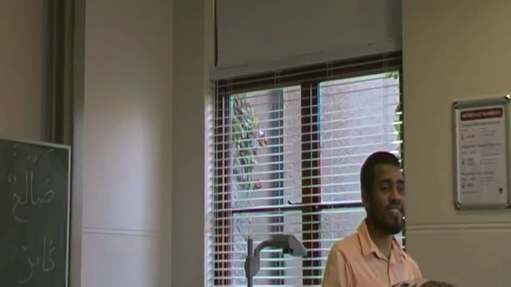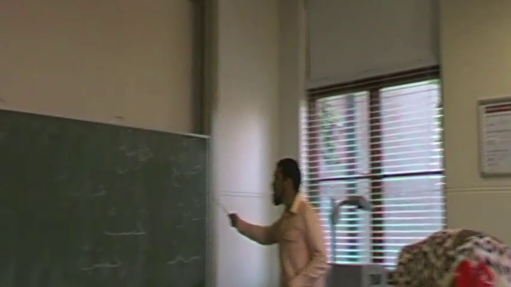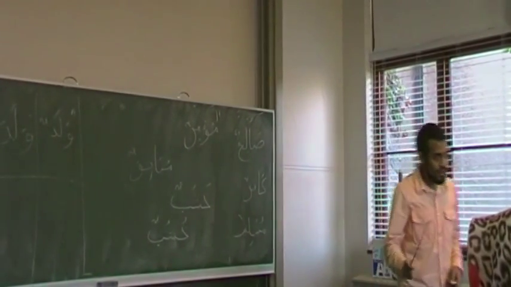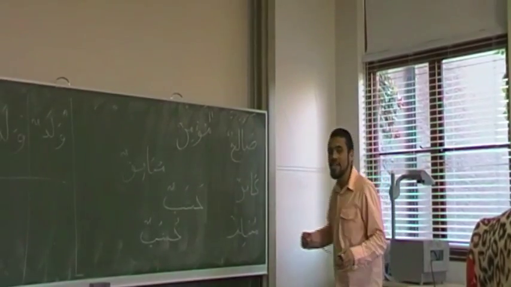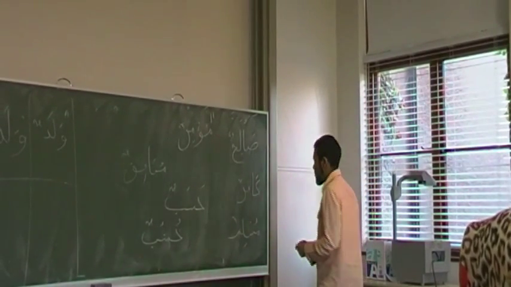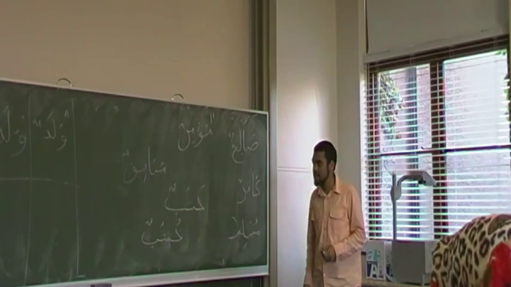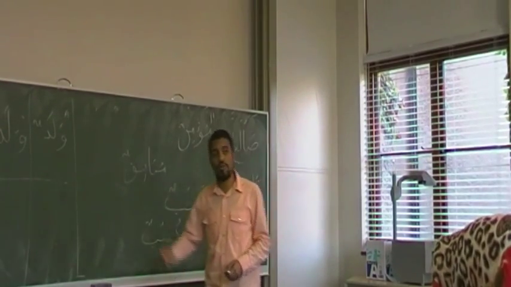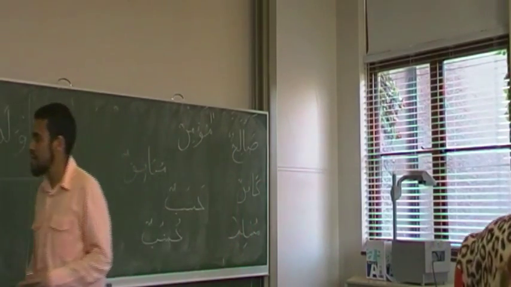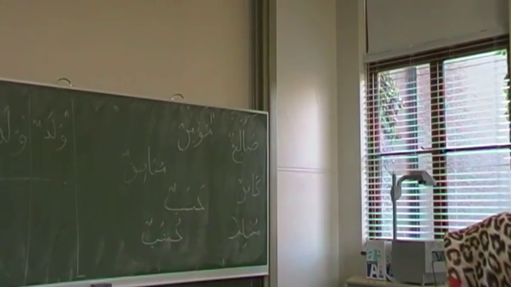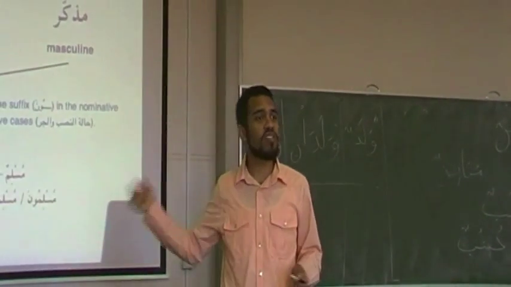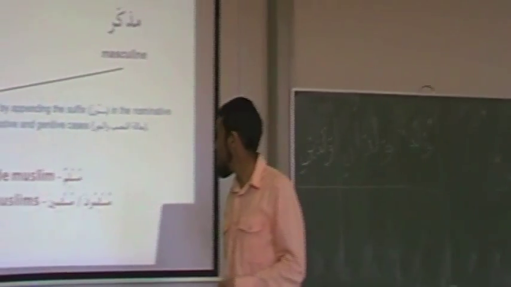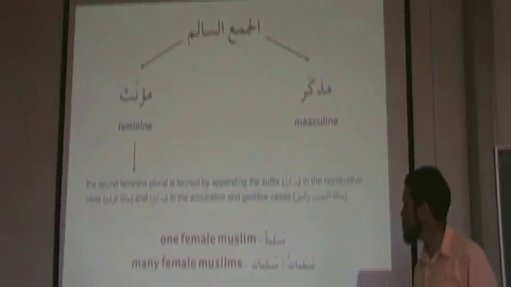The other possibility, recognizing that it's also a sound masculine plural, is when it's in. So salihun, salihina. Kafirun, kafirina. Muslimun, muslimina. Mu'minun, mu'minina. Munafiqun, munafiqina. So both the una and the ina are part of the sound masculine plural.